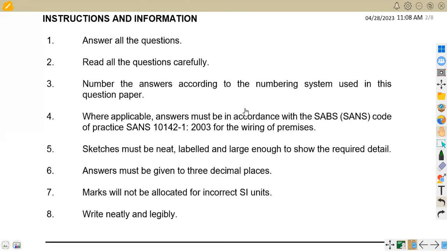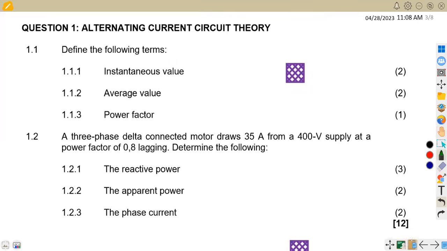Remember your instructions, mostly that you are supposed to have your answers written correctly. The sketches must be neat, labeled, and large enough to show the required detail, and answers must be given correct to 3 decimal places. Marks will not be allocated for incorrect SI units. So take note, when you are dealing with the units, you are supposed to apply the actual unit that is needed. If wrong units, then you are not going to have a mark for that.